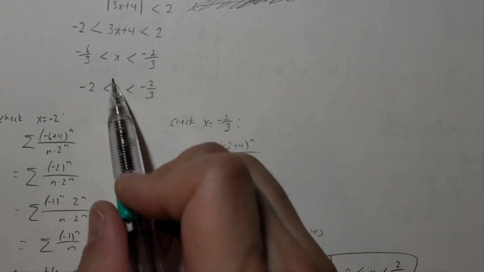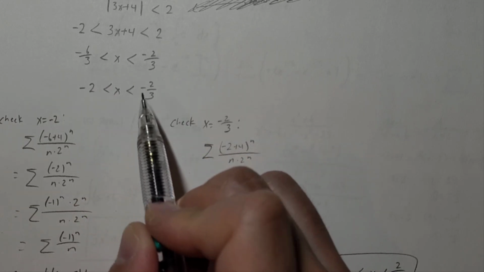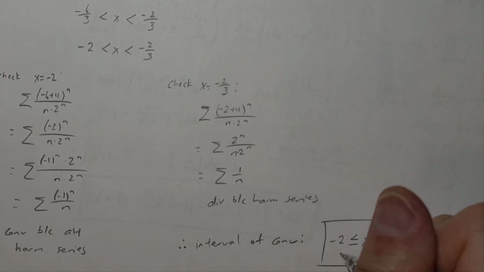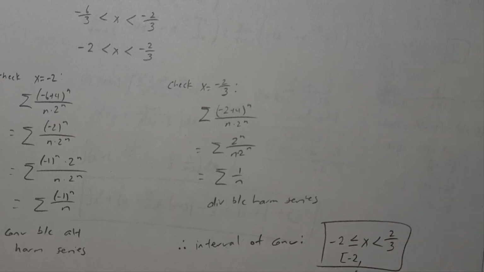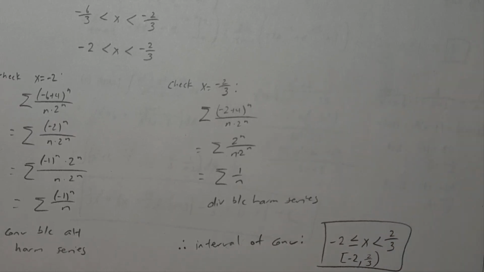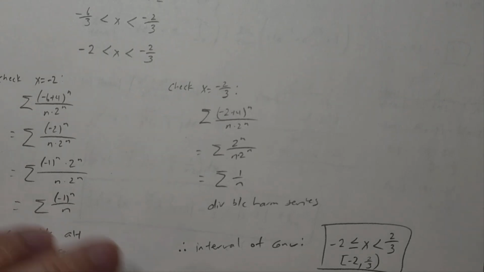So we want to include this one, but not include this one. So we change up that inequality to this. We put an equal sign on that side, but not on this side. And if you want interval notation, it's -2 with a square bracket, but 2/3 with parentheses. Either one should be fine. Okay?